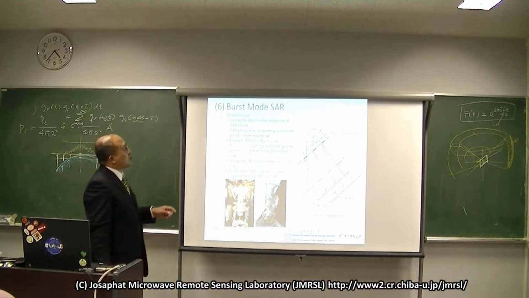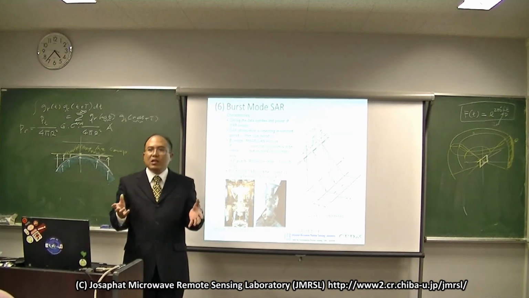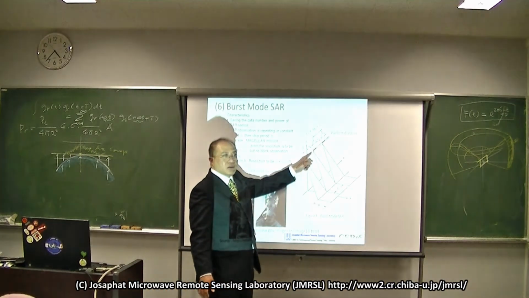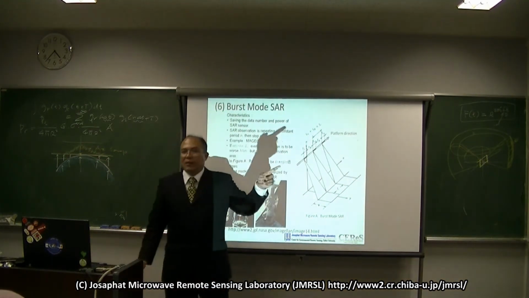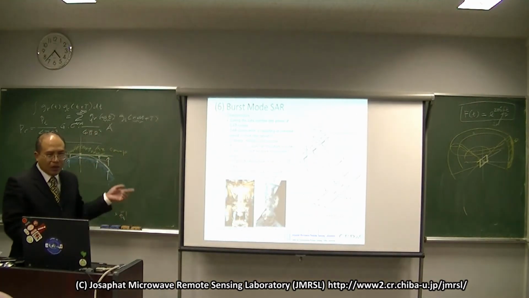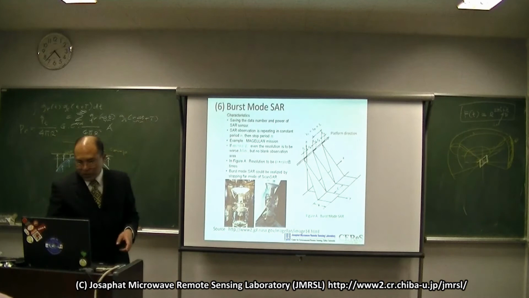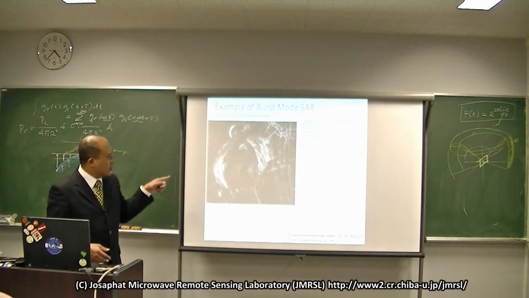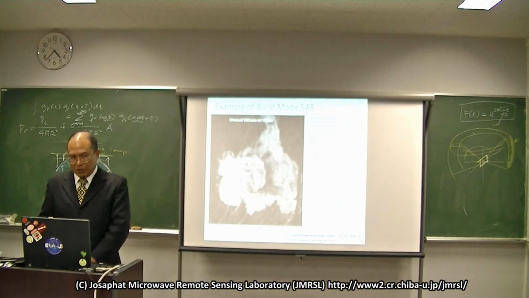And then burst mode SAR. It is for deep space missions, because the energy is not so much. They observe here, then take a rest, observe again, take a rest, observe again, because we want to save energy. It is for the Magellan. Like I already showed you the image of Venus, it used this mode. It's very nice, but the resolution, of course, is not so good.